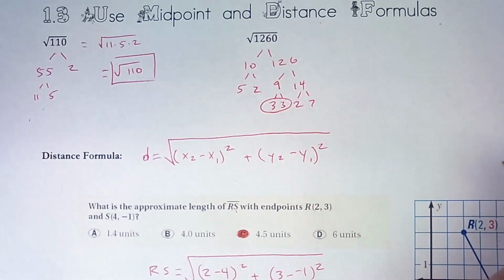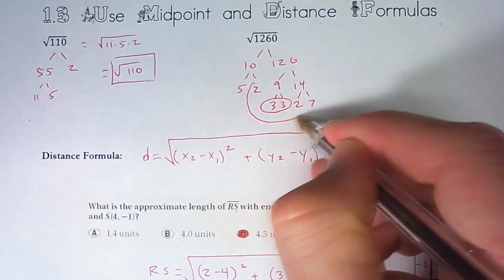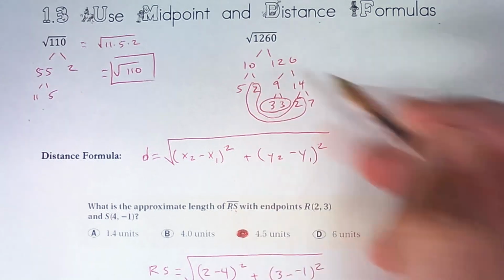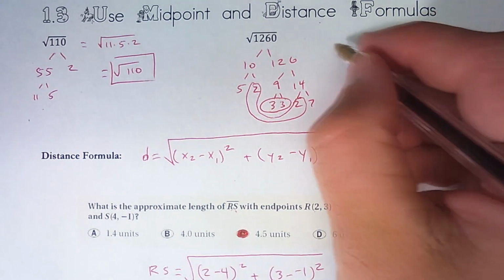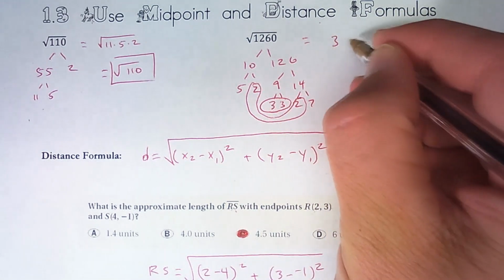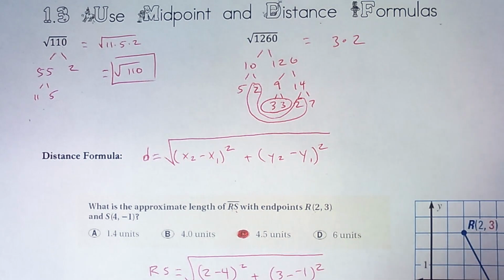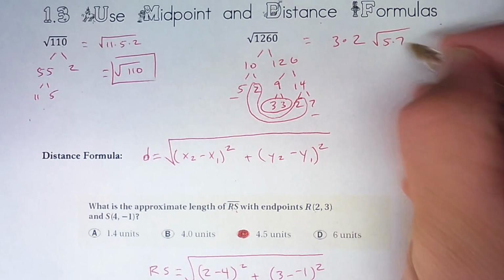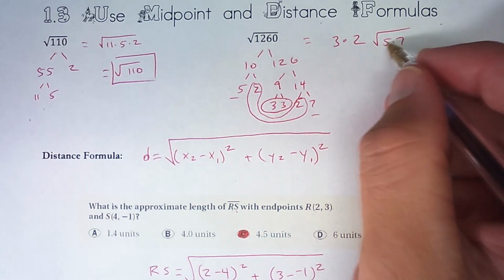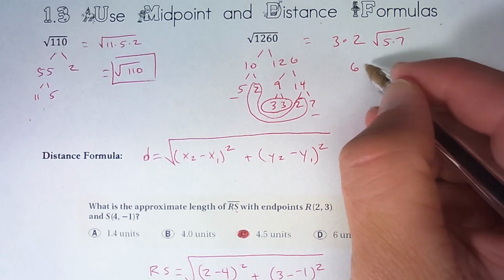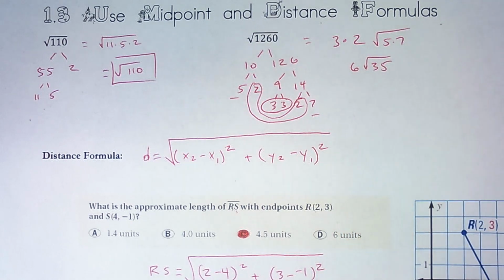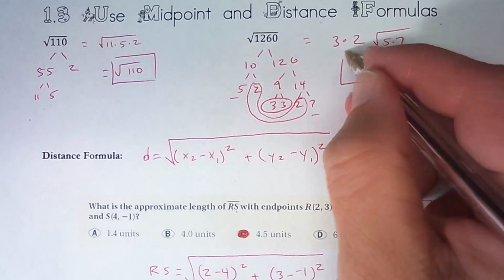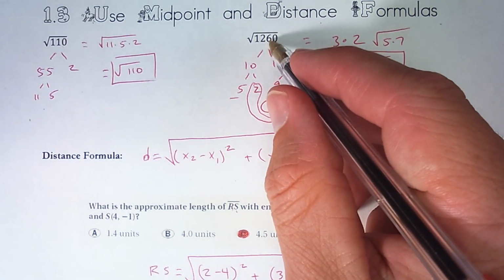I have a pair of 3s. I also have, even though they're not next to each other, a pair of 2s. So that means a 3 will come outside the radical and a 2 will come outside the radical. And the leftovers are 5 and 7. Okay, so I've got 5 times 7 inside, so that is 6 times the square root of 35. Okay, so that is the simplest form of the square root of 1,260.